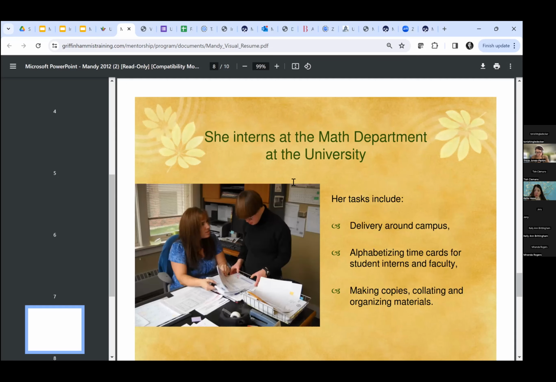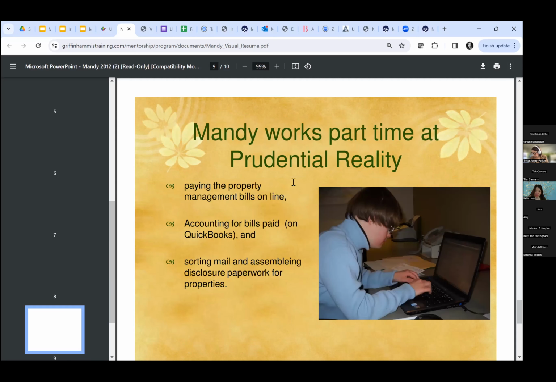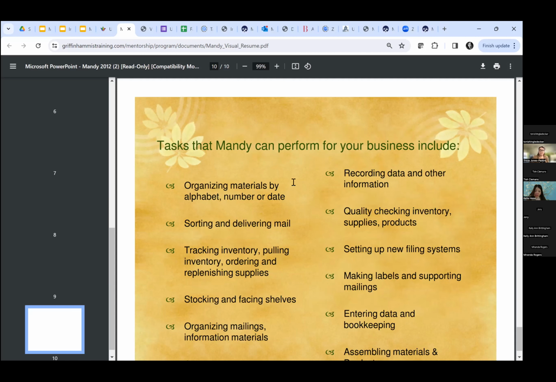Tell me if I'm going too fast or too slow. And internships she participated in. And more tasks that she could do for a business. I think that's the last one. Yeah, that's the last one.